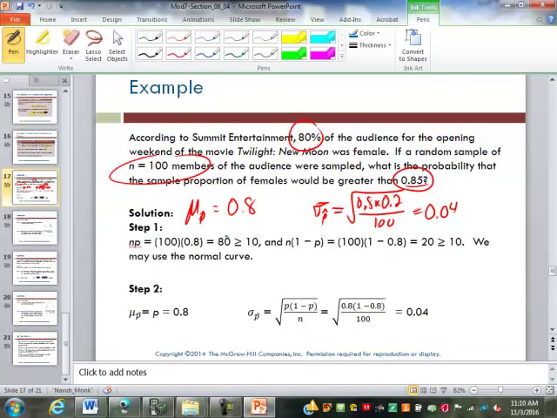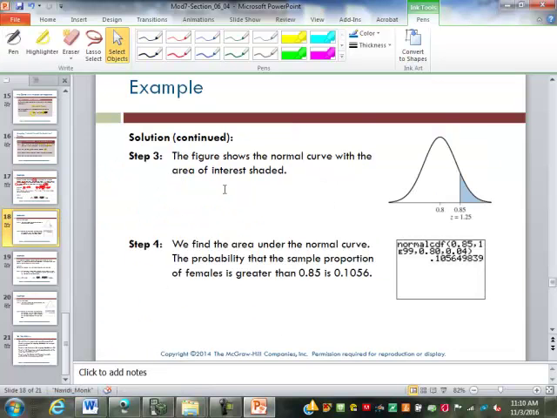That's not unusual. Let's take a look here. They're showing you to draw the curve greater than 0.85. They also get 0.1056 as their probability.